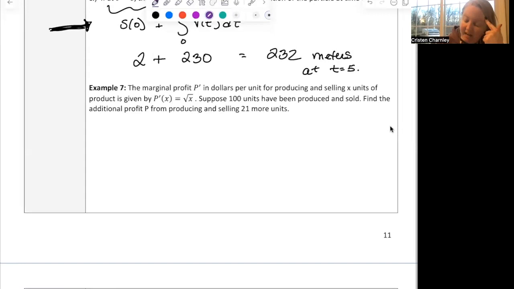So the marginal profit is the square root of x. That is going to go inside of our integral.